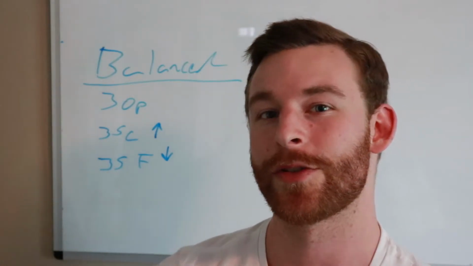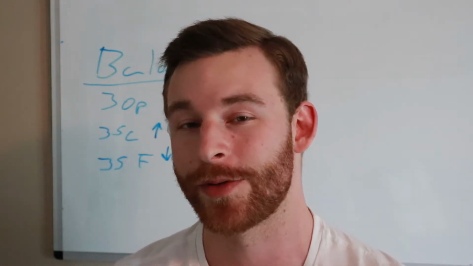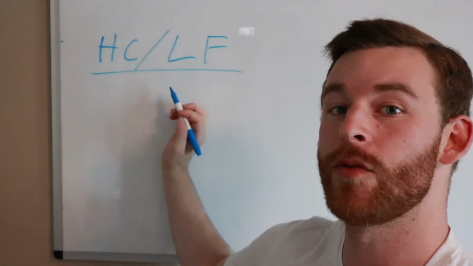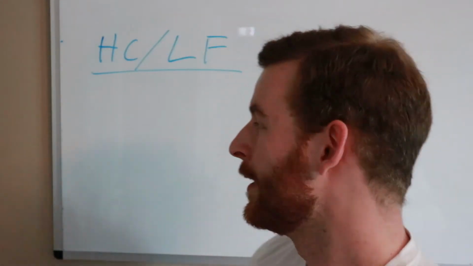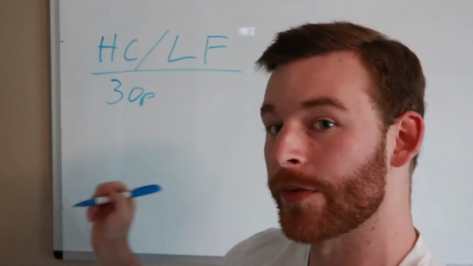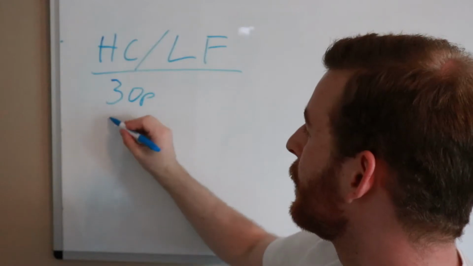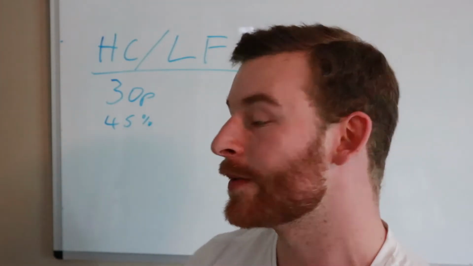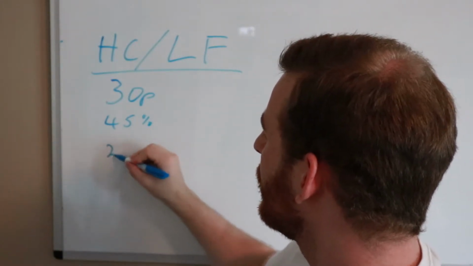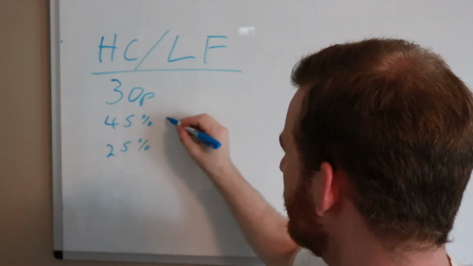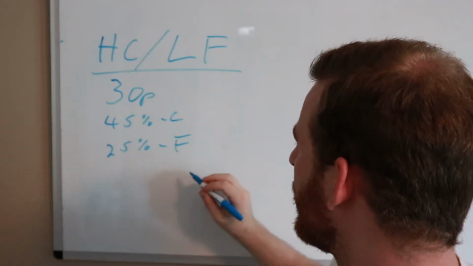So next, I'm going to show you a high carb, low fat approach and a low carb, high fat approach. Next, we're going to look at a high carbohydrate, low fat macro ratio. Now with this, we're going to have 30% of our calories coming from protein, 45% of our calories coming from carbohydrates and 25% coming from fats. This is carbs and this is fats.